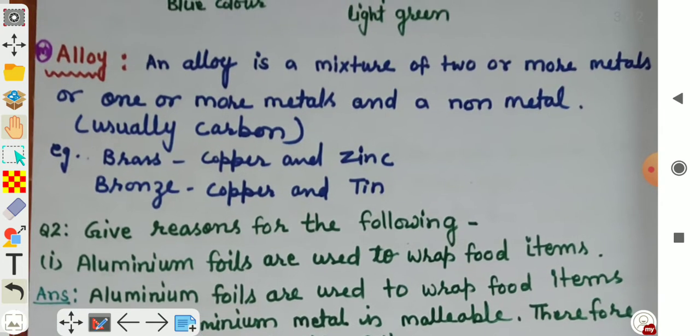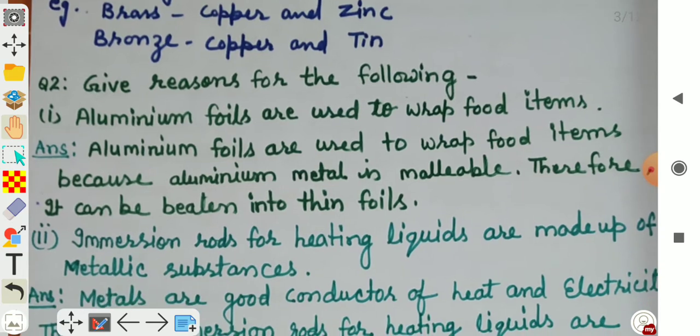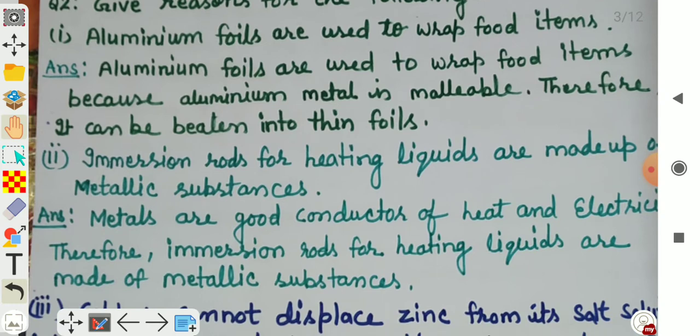So these mixtures of two or more metals are called alloys. Now question number 2, give reasons for the following. First one: aluminum foils are used to wrap food items. So you have to give the reason. Aluminum foils are used to wrap food items because aluminum metal is malleable. Therefore, it can be beaten into thin foils.